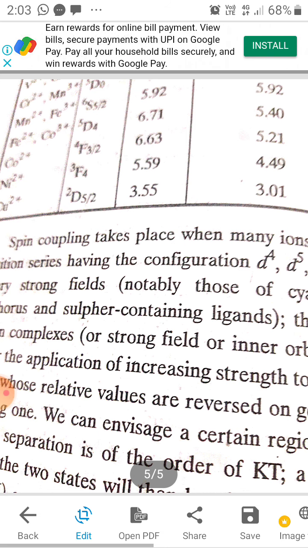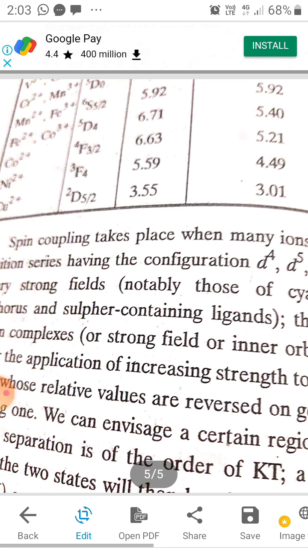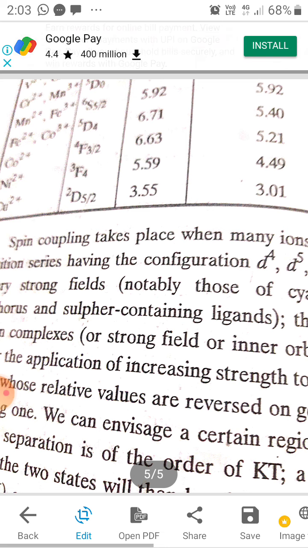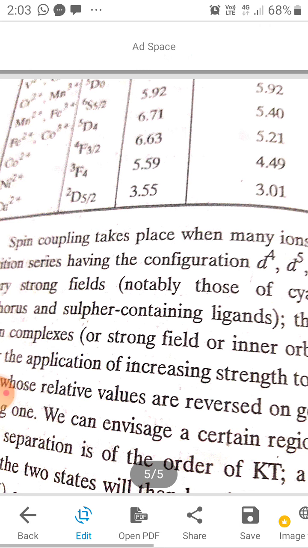Spin coupling takes place when many ions of metals of the first transition series having the configuration D4, D5, D6 and D7 are placed in very strong fields. This is the formation of low spin complexes.